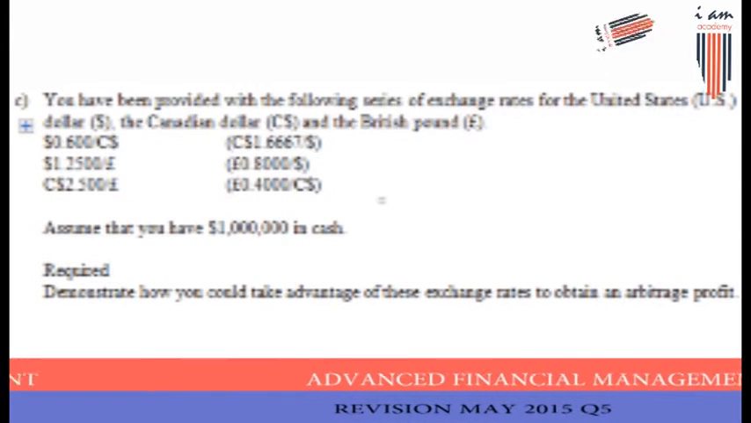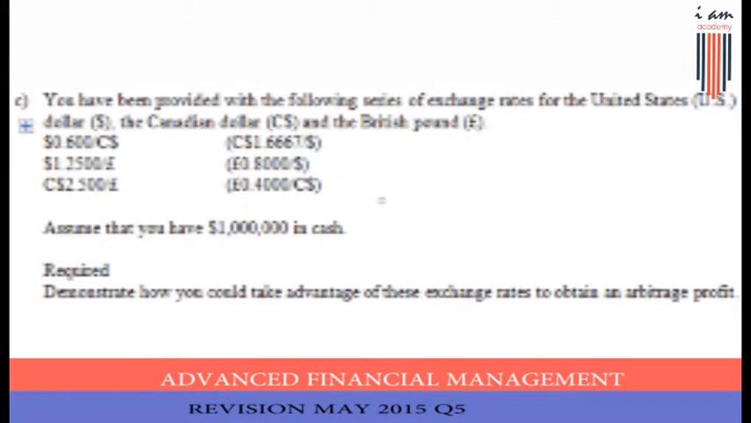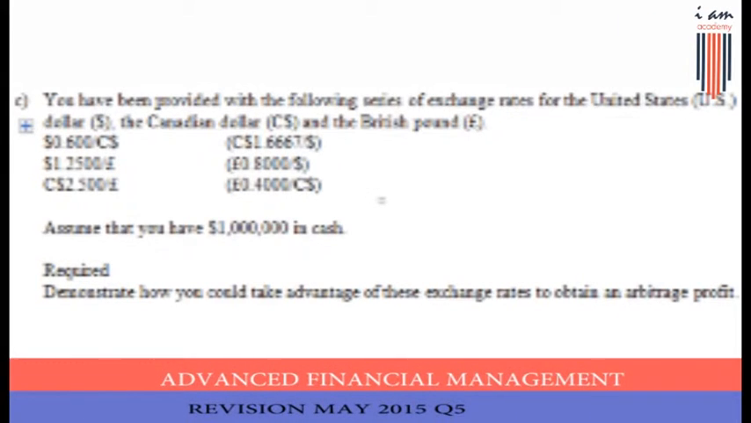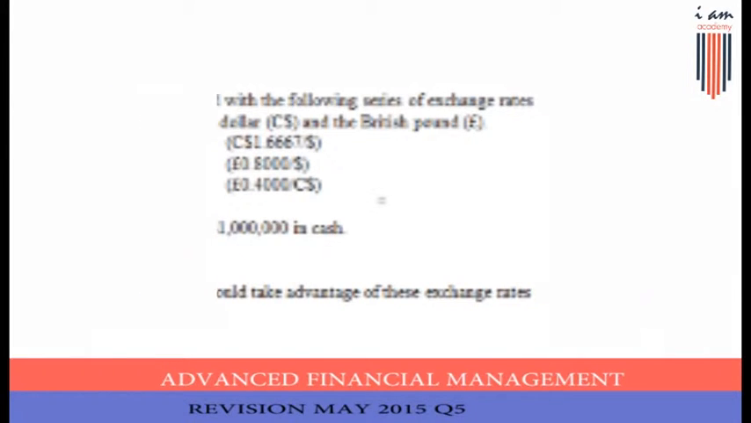Then the last exchange rate given there is 2.5 Canadian dollars for 1 pound, which can also be written as 0.4 British pound for 1 Canadian dollar. Assume that you have 1 million in cash. Demonstrate how one could take advantage of these exchanges to obtain an arbitrage profit.